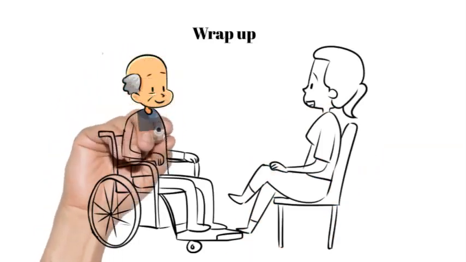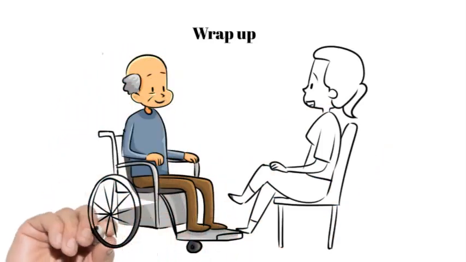Spine issues such as scoliosis can impact breathing, as well as chest shapes like barrel chest.